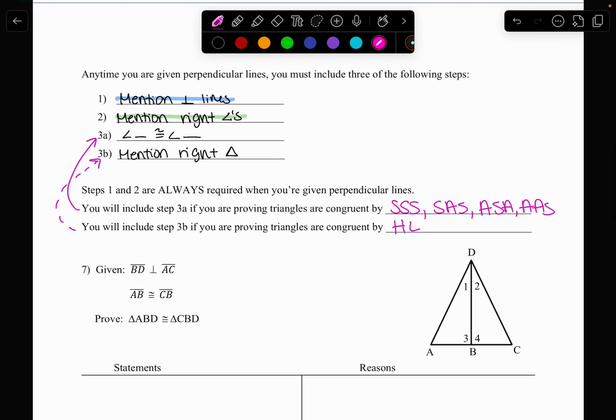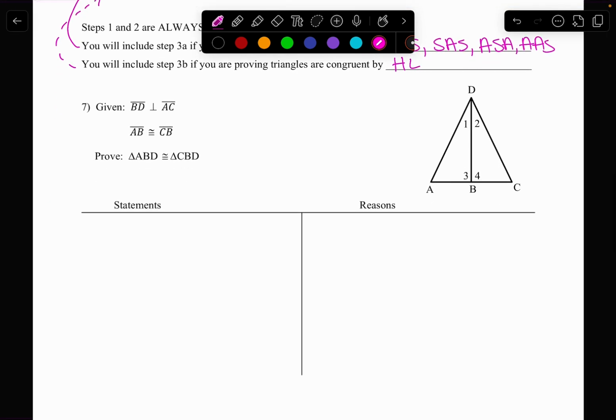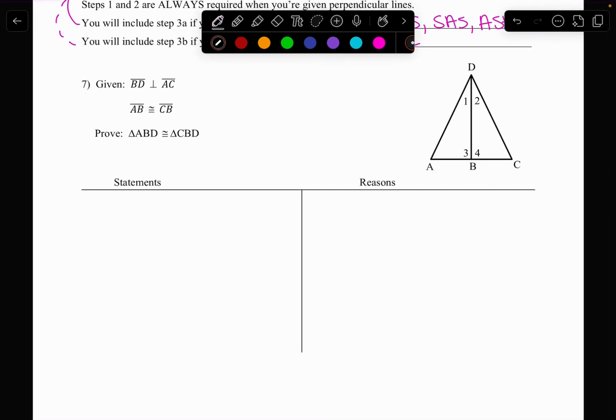So let's do an example so that you can see the difference of how this proof will look. I'm going to start by writing down my givens. My first given is BD is perpendicular to AC. That was given to me. Remember that when I write down my proofs, my goal is to find congruent things, and so I'm looking for a congruency statement, which I do not have here.